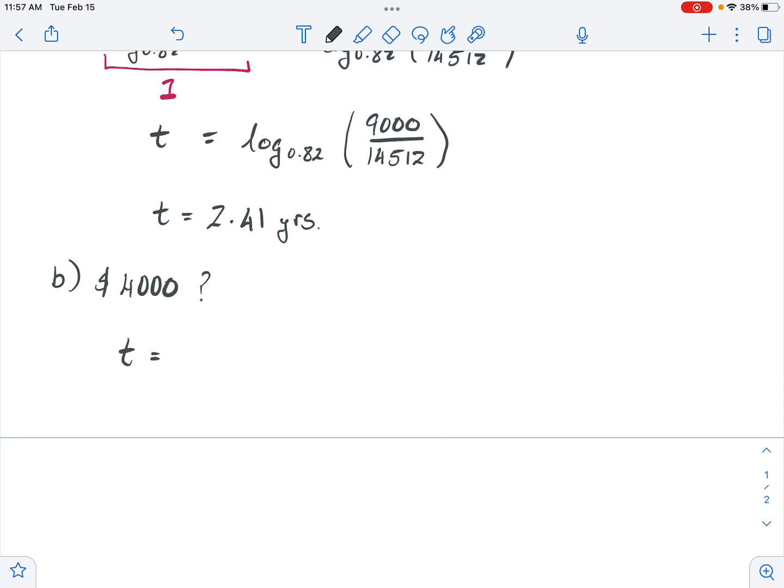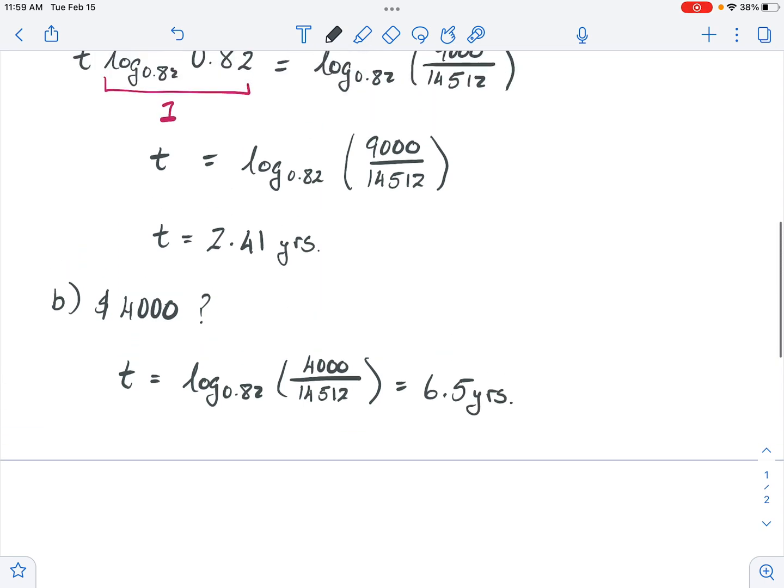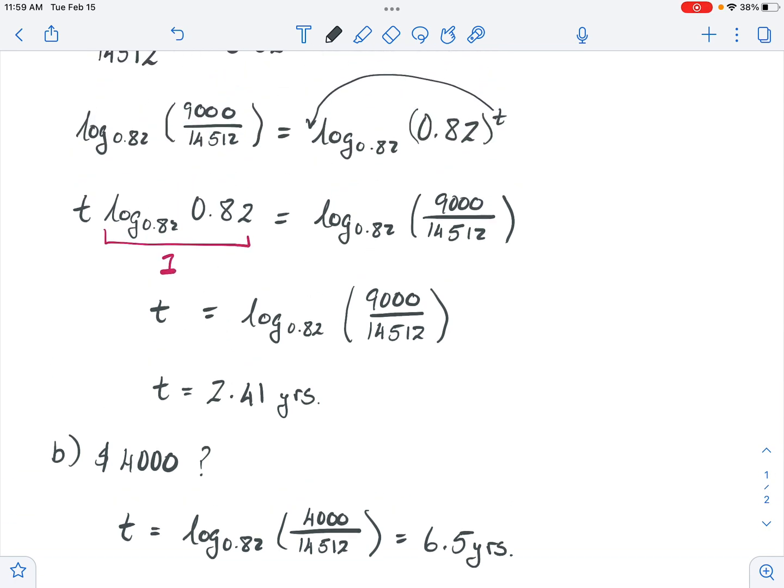Well, T will be the log to the base 0.82 of 4,000 divided by the initial price of the car, which was 14,512. And my calculator tells me that that is 6.493. I'll take 6.5. So approximately 6.5 years. And that is how we use logarithms and the rules of logarithms to solve for our variable when it is in the exponent, like in a problem like this.